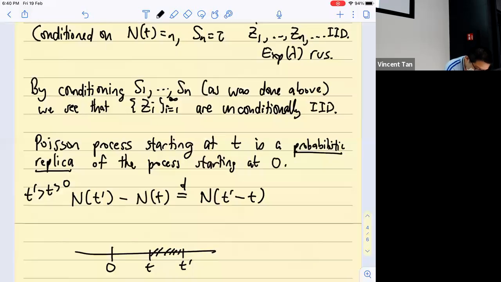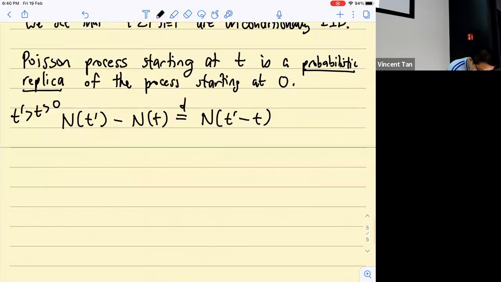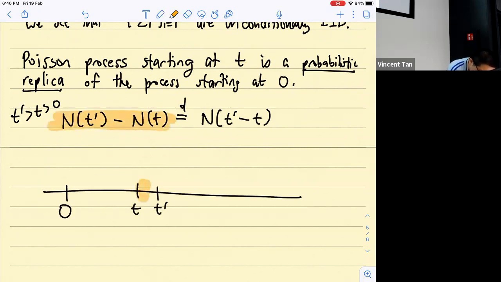Okay, so what happened here? Maybe I am going to draw a better picture. 0, t, t prime. So this random variable here describes the activity here. Now this random variable here describes the activity here, where this is t prime minus t. So what happened in the blue, there is no blue, colorblind. What happened in the yellow part has the same distribution as what happened in the green part. Okay?